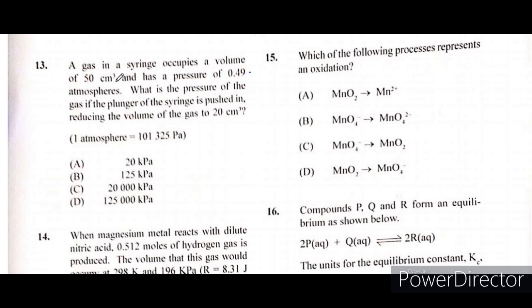And now we are relating volume and pressure, and Boyle's law states that P1V1 is equal to P2V2. Alright, so the first pressure that we have was 0.49 times 101,325 times the 50 centimeters cube. That's the first volume or initial volume.